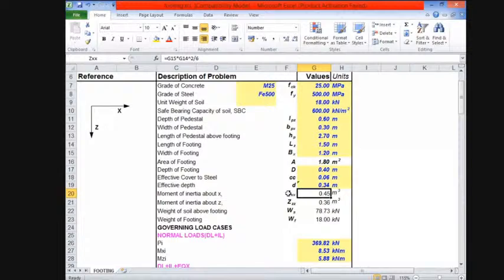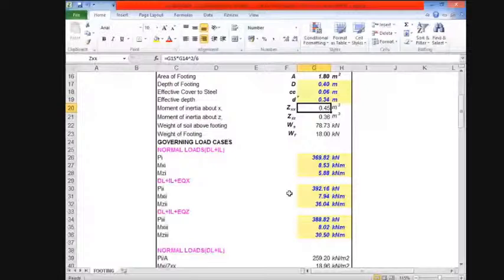If it is a steel structure, normally the governing load case will always be wind load. If it is a concrete structure, then your governing load will be dead load plus live load plus seismic load. If it is a steel structure, dead load plus live load plus wind load. Okay, so those loads you have to check.